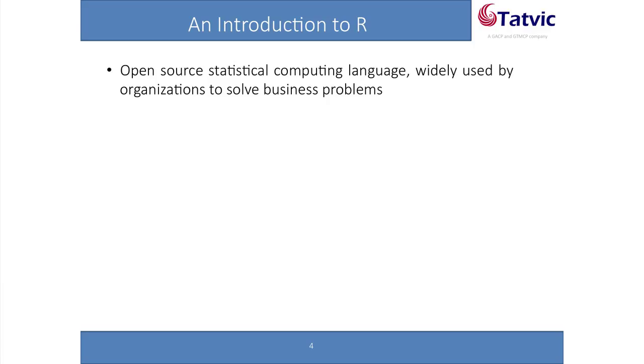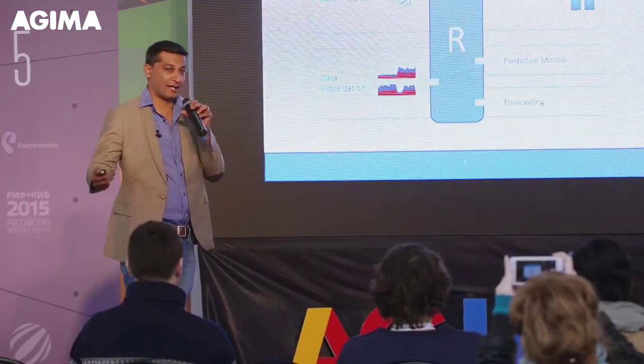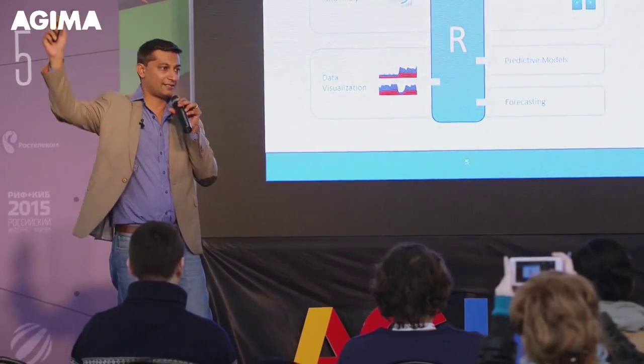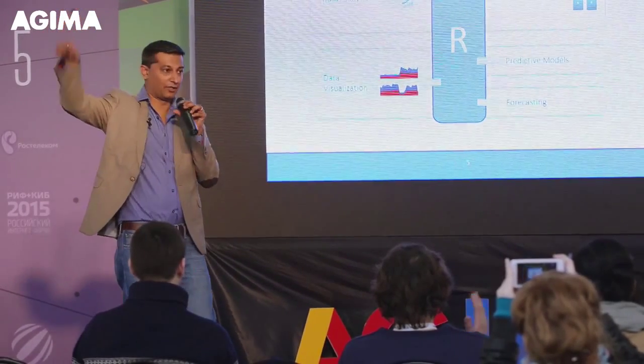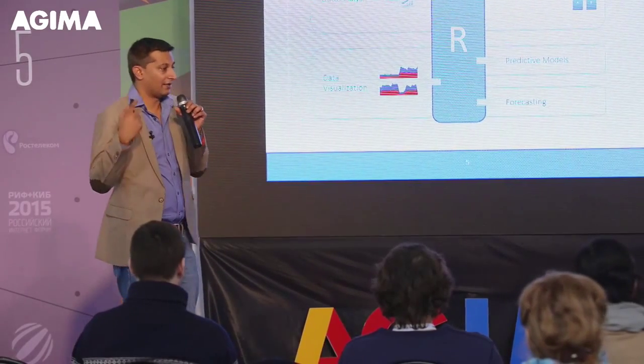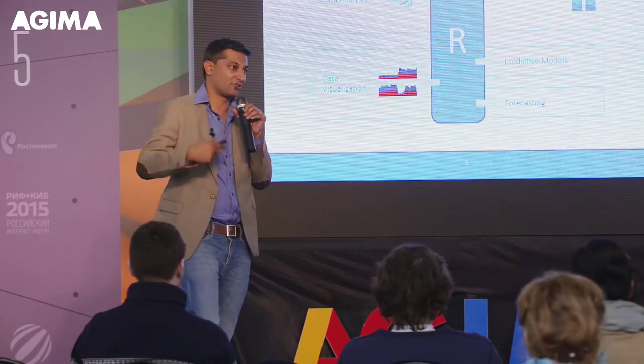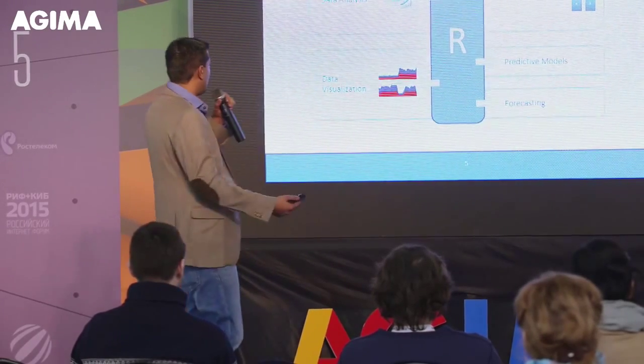It's an open source statistical computing language. It started being open source from the University of Vienna, and it is now widely used. R is a competitor to SAS. I don't know if anyone knows SAS. Okay, 2 people. Okay, fine, 3. So R is a huge competitor to SAS. SAS is a paid tool. R is a free tool. It's open source. There's a huge community that works behind it.